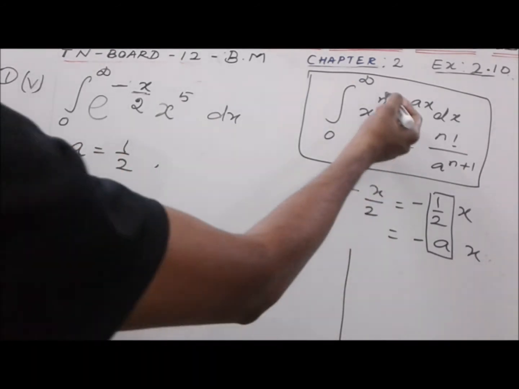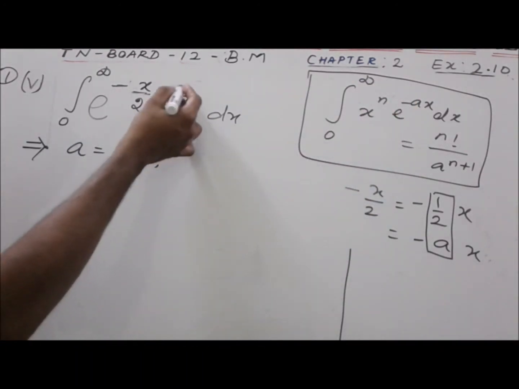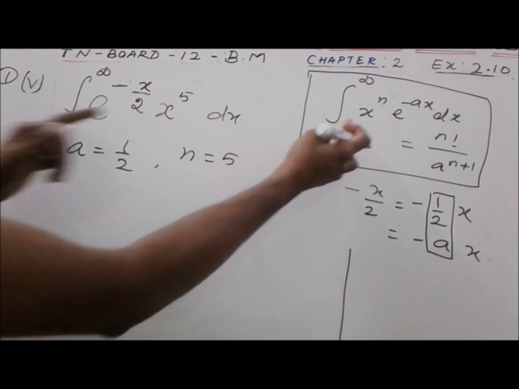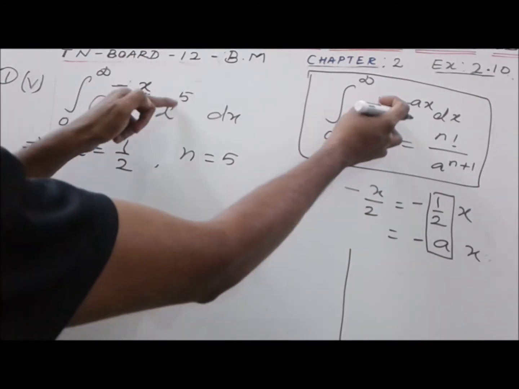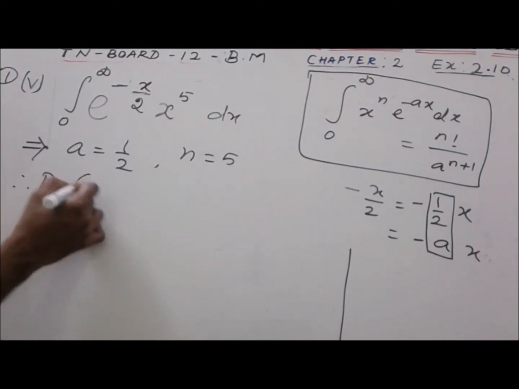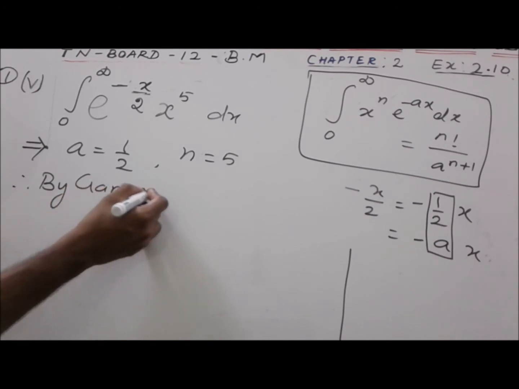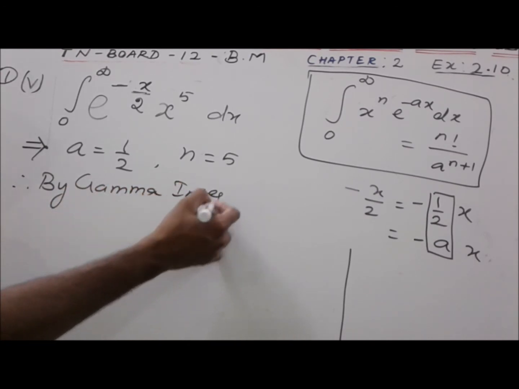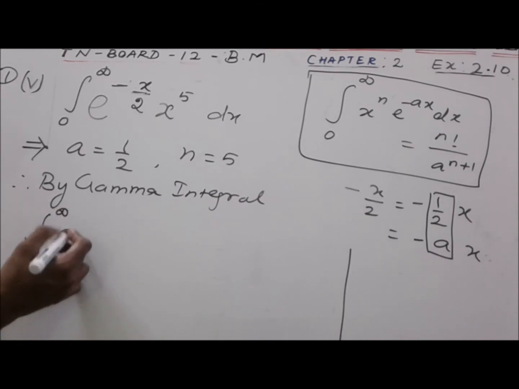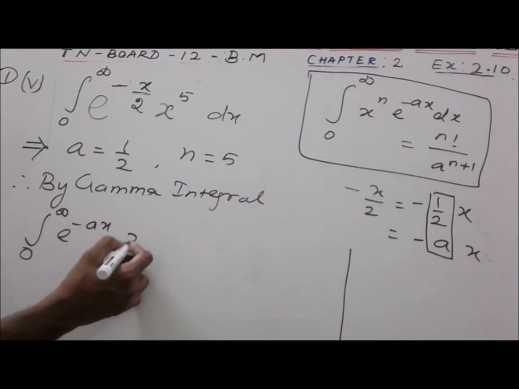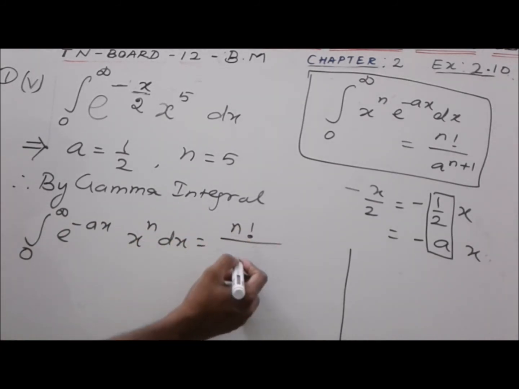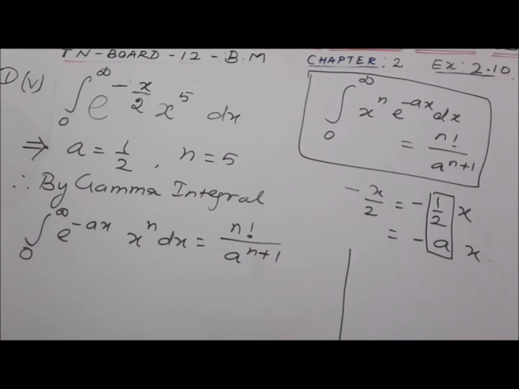And for x to the power n, n is the power of x, so n is equal to 5. Comparing these two results, x to the power n gives n equal to 5. So therefore by gamma integral, we have the integral from 0 to infinity of e power minus ax x power n dx is equal to n factorial by a power n plus 1.